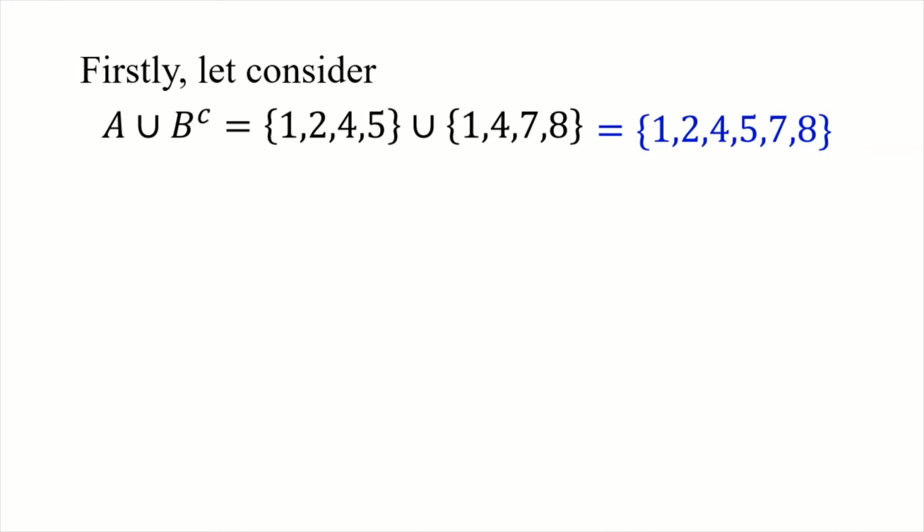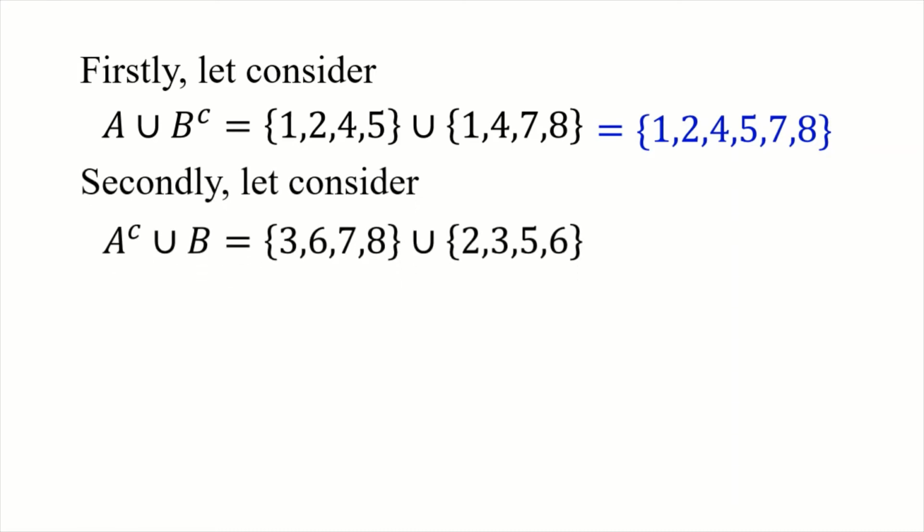That is not all. We need to proceed and obtain what we know as A complement union B. In this case, we know our A complement already, and we know our B. So the union will be 2, 3, 5, 6, 7, and 8. Now, the next thing is for us to compute A star B.